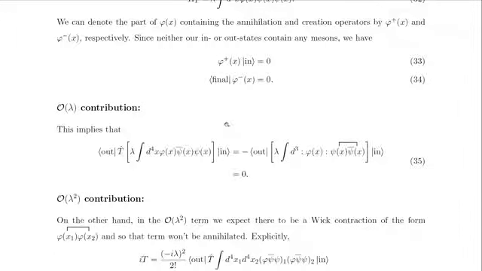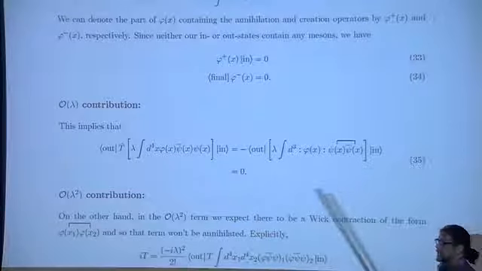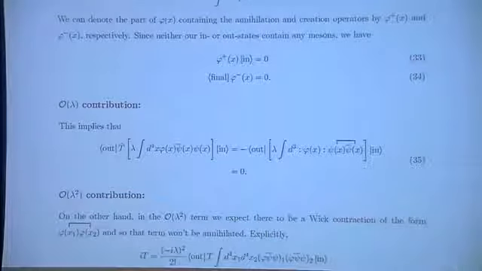So this implies that the order of lambda contribution is 0. Why is that? Because here's the time ordering, and then this guy does not contract with anything, right? This guy is just hanging out by itself, sad. And sad people are not to be trusted. They kill the in and out state. Okay?